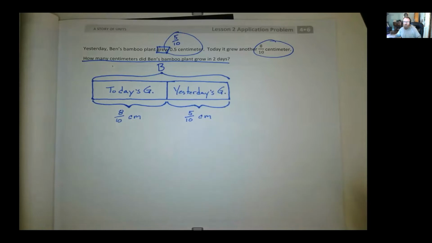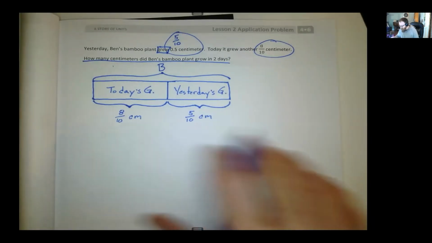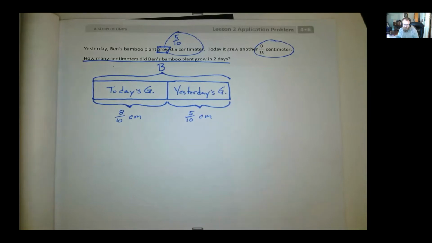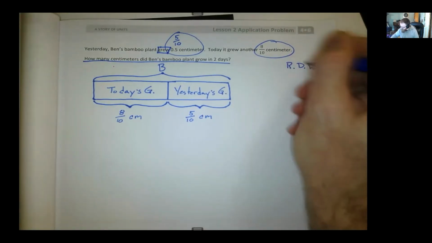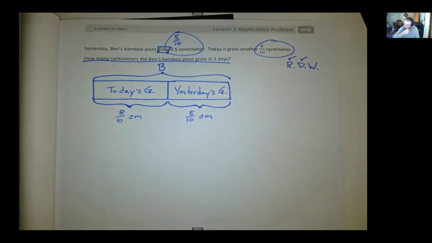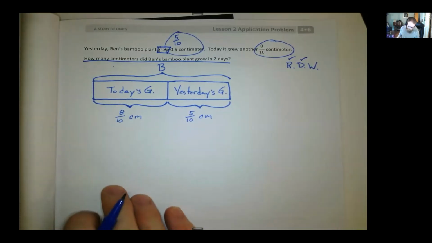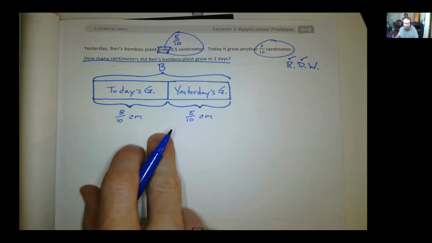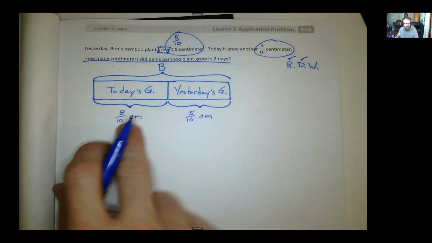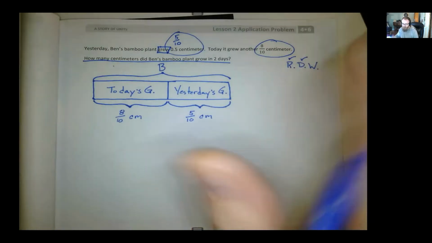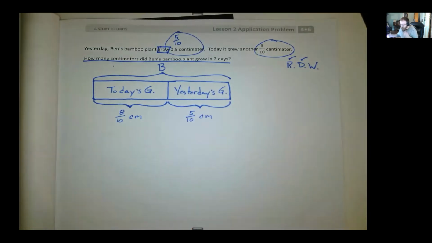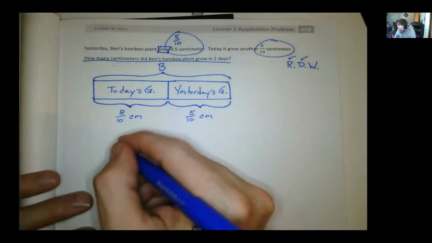Okay, this tape diagram is a picture that represents the growth of Ben's plant. This is the D in our RDW strategy. Read, draw, write. We read, we drew. We're going to start to write the equation that's represented by this problem. This tape diagram shows us that 8/10 plus 5/10 equals something, right? A value that we're going to find right now. Let's represent this with an addition sentence.